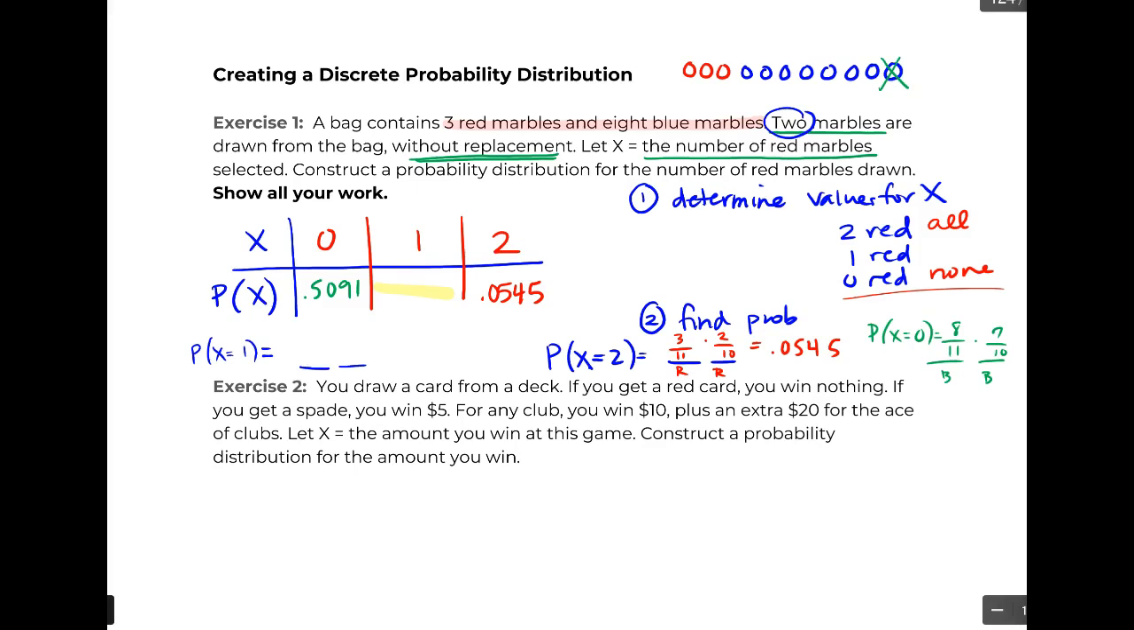So if I want 1 red marble, that means the other marble must be blue. And this is the only one where I need to multiply by 2 because I could have had red first or red second. The probability the first marble is red is 3 out of the 11. Once I take that out, the probability the second marble is blue is 8 out of the remaining 10. So we end up with 0.4364. And you can see if we add all these up, they're going to sum to 1, which gives us our check in terms of this being correct.